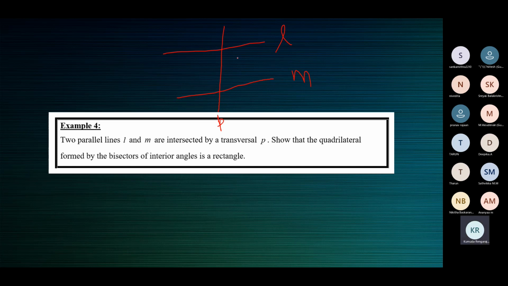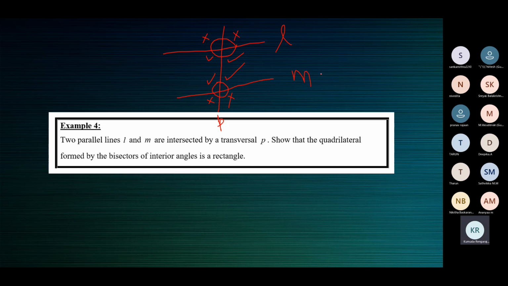Now, we know that when two parallel lines, or simply two lines, are cut by a transversal, 8 angles are formed around the transversal: 4 angles here and 4 angles here. 4 of which are interior angles, and these 4 are exterior angles.